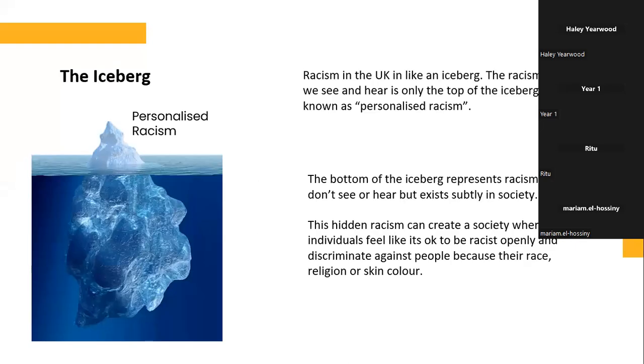So we're going to look at this iceberg, and we're going to use this iceberg as an analogy for racism. Now you can see the top part, which is just peeking out of the water. And this is the racism that we see and hear. This is called personalized racism. So I want you to imagine this iceberg is racism in the UK. The iceberg underneath the water represents racism that we don't see or hear in society, but it definitely exists, just in a subtle way. And this hidden part creates a society where individuals feel that it's okay to openly discriminate against someone because of the color of their skin or their religion or their race.